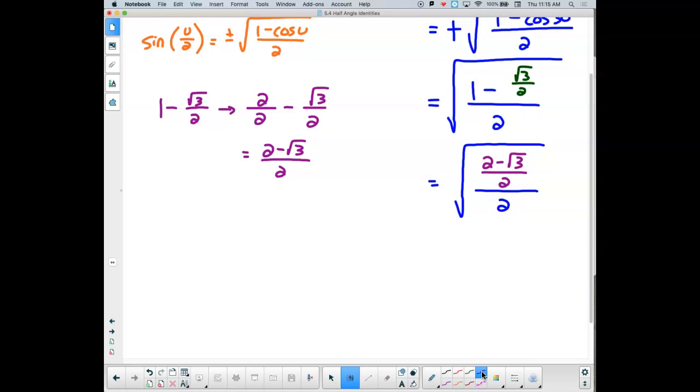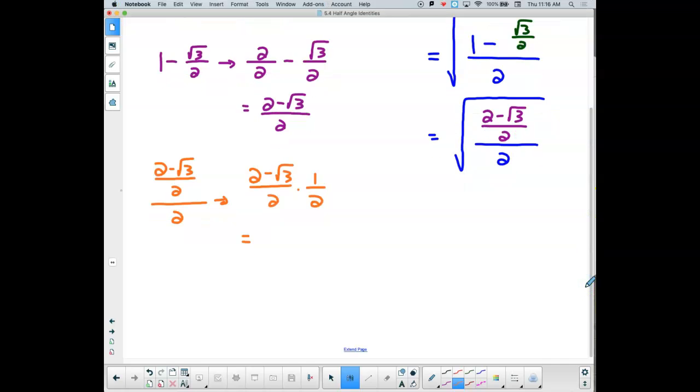Dividing by 2 is the same as what? So that fraction is really what? Over 4, yeah.